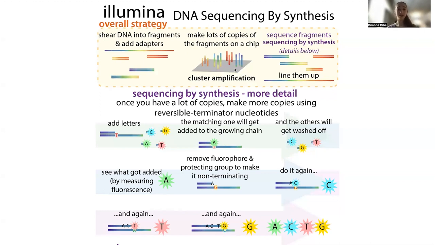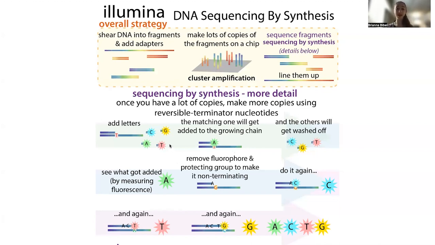Basically, once you have a lot of those copies, you're going to add those dideoxynucleotides. What's going to happen here is that you're going to add all of the abnormal ones, and they're all going to be labeled. But the blocking part is going to be reversible. So the matching one will get added to the growing chain, and then the non-matching ones will get washed off. And so you can see what got added by measuring the fluorescence.